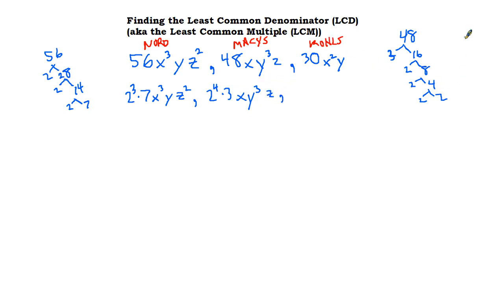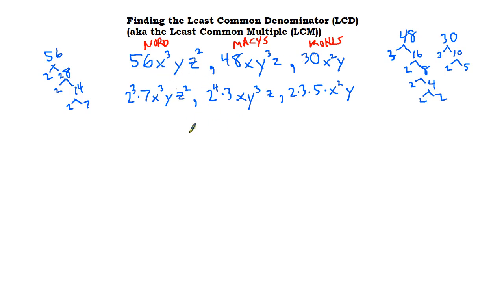And then finally 30. Let's find the prime factors. So divide by 3, we get 10. Divide by 2, we get 5. So 2 times 3 times 5 times x squared times y. Now let's take a look and see why we did all this madness. And we do need to do this every time. Hopefully our normal situation won't be this complicated.